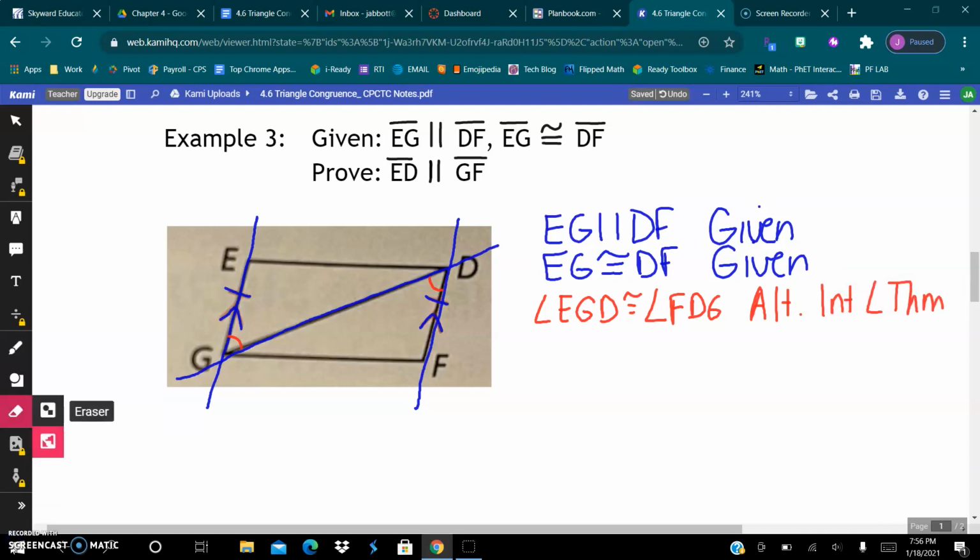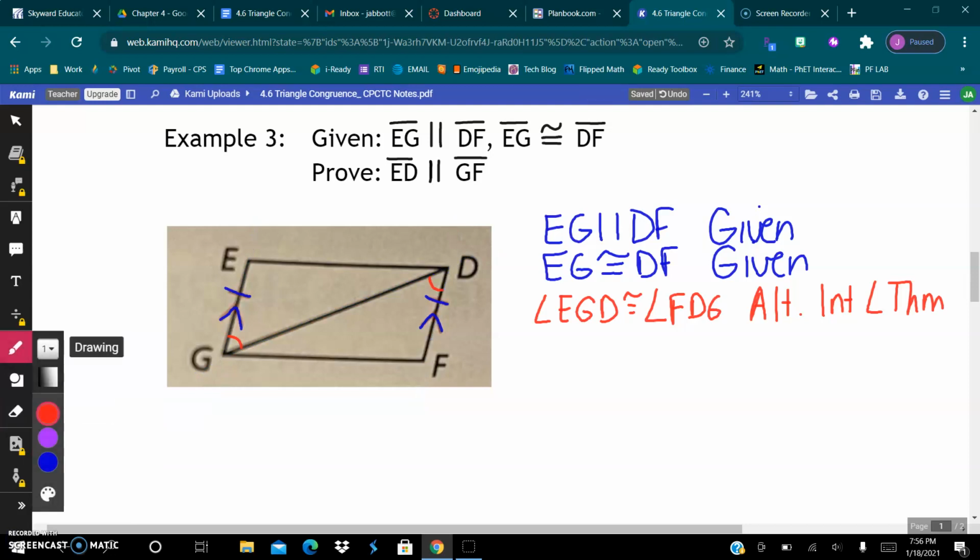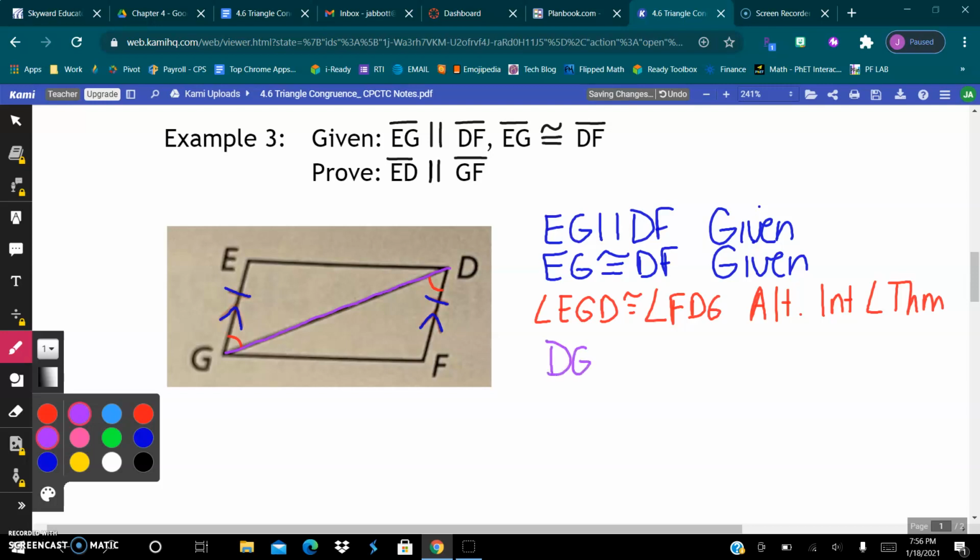I'm going to go ahead and get rid of my extended lines there. Also, something else that I notice is that the two triangles are sharing that common side of DG. So segment DG is congruent to segment DG, and there's that reflexive property again.